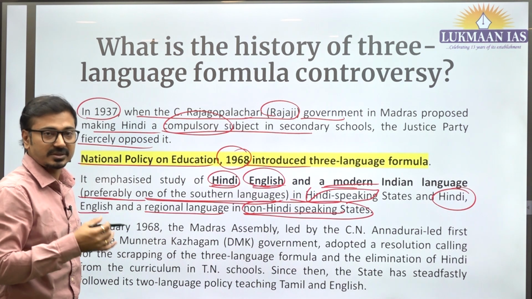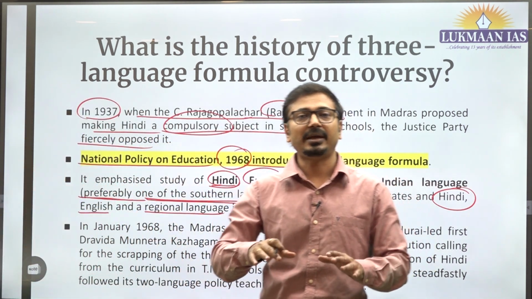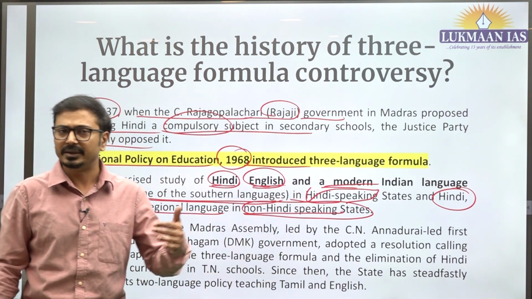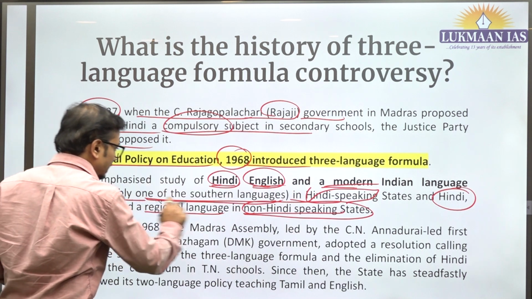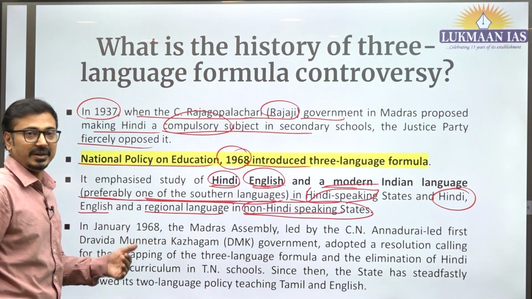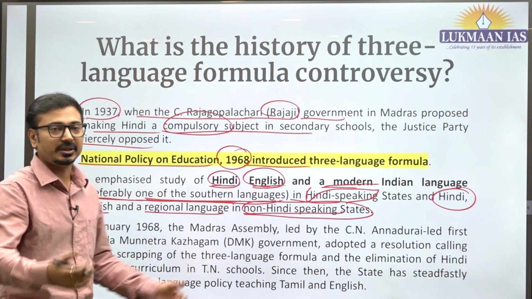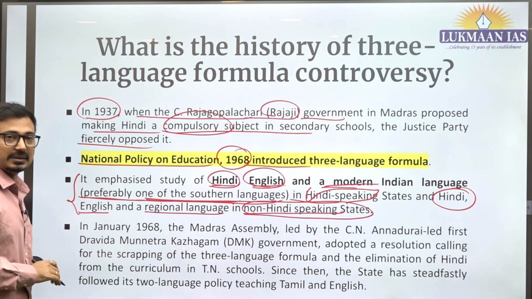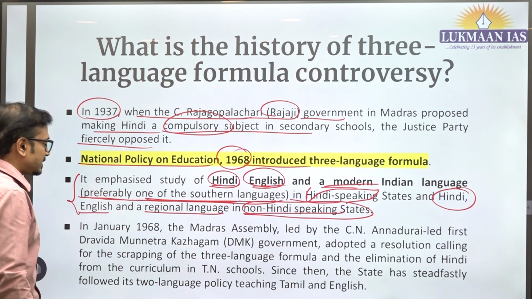Now, preferably means there is an option, of course, and with that option there are different languages including Sanskrit. Hindi and other North Indian languages have their origin from Sanskrit. But the South Indian languages, the Dravidian languages, are different. Their origin is different, especially Tamil. So it was considered a kind of imposition of Hindi on the southern states.